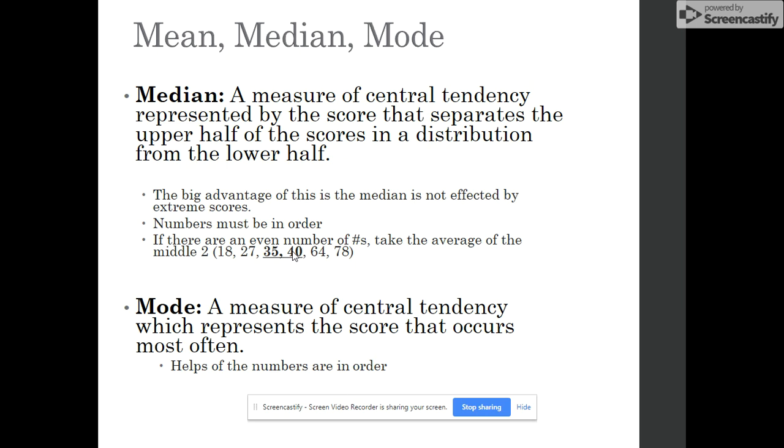Mode, you're looking at which score occurs most often. So it helps when your numbers are, again, in order so you can see which one happens most often.